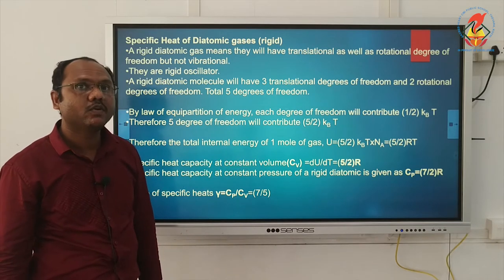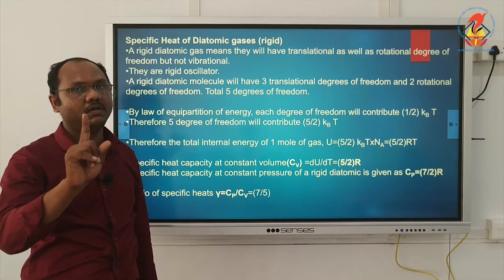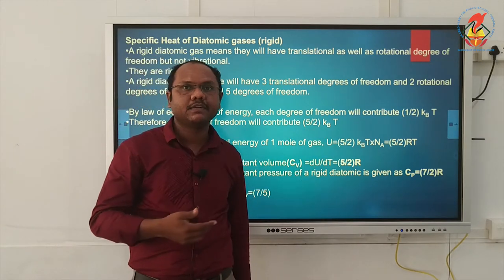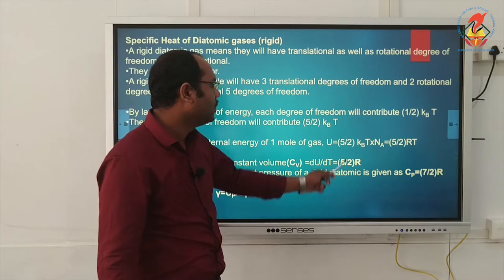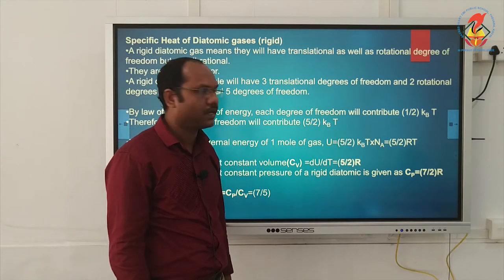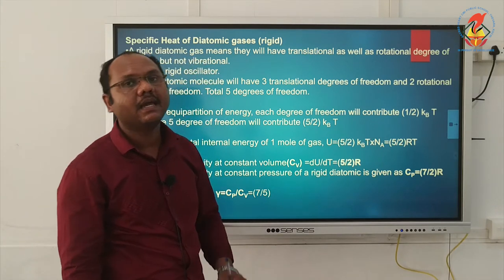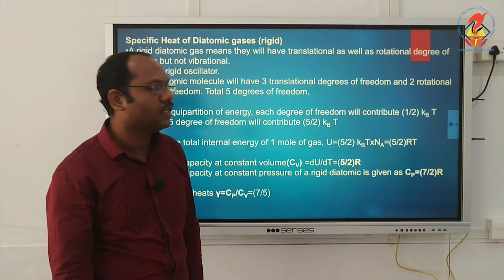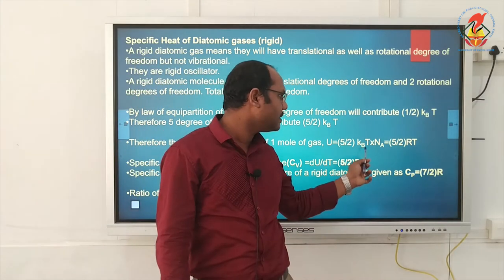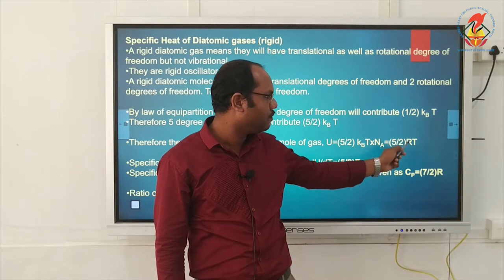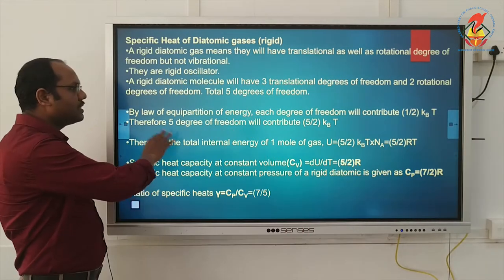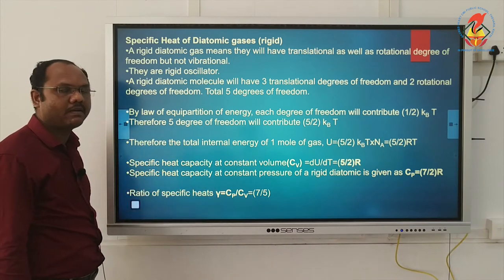Now what you have to do? This is the energy for 1 molecule. Now to find the energy for 1 mole of gas, what will you do? 5 by 2 kBT into Na, Avogadro number, and kB into Na is the universal gas constant, capital R. So instead of kB into Na I put R, so I got 5 by 2 RT. So this is the total internal energy of 1 mole of gas.